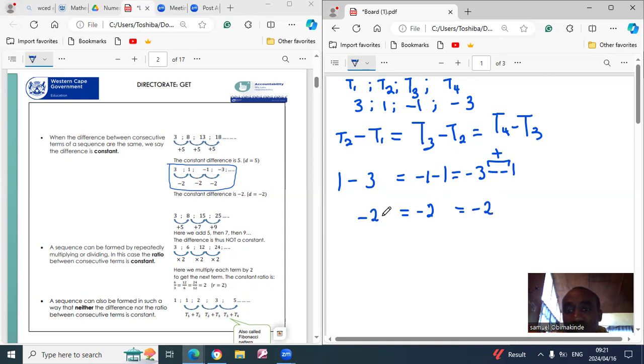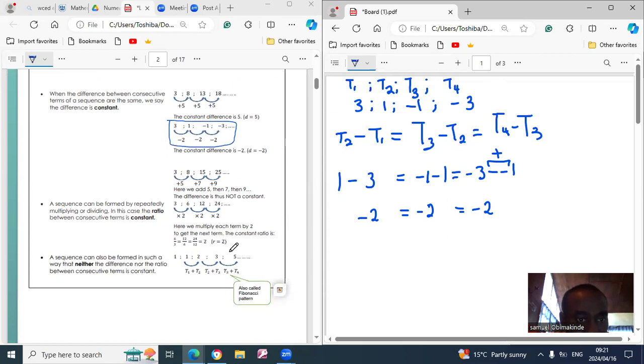So you can see from what we have done now that the difference between any two consecutive terms will be -2. So this is a sequence, right? It is a sequence because there is a common difference between any two consecutive terms.